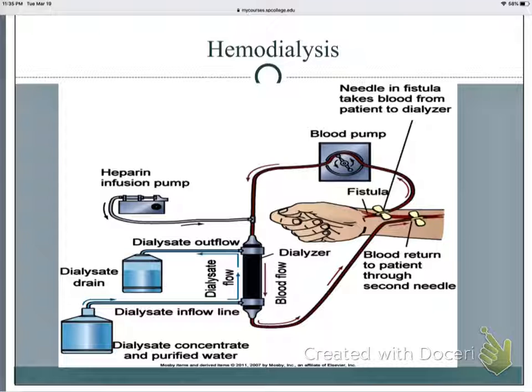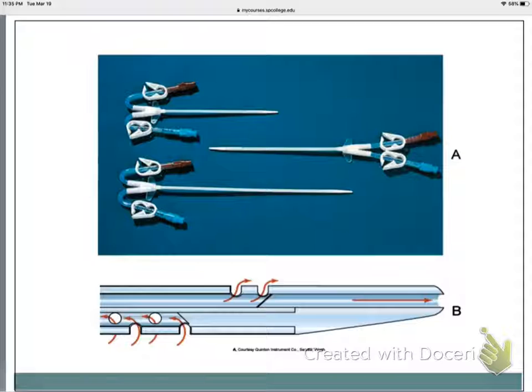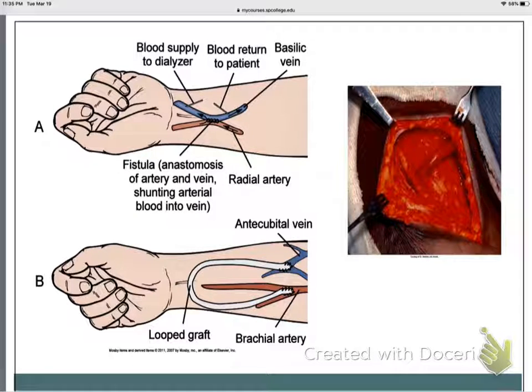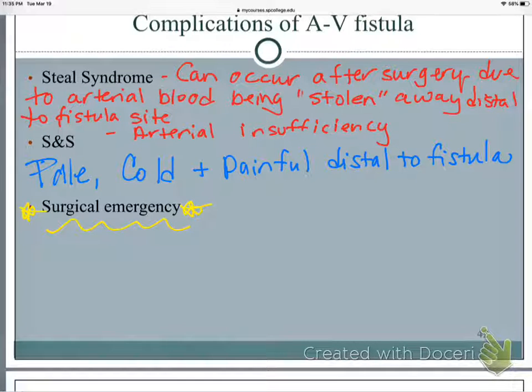So your dialyzer is a big hollow cartridge, and in the middle of it are all these little fibers, and that's your semi-permeable membrane. It pumps the blood through these fibers, cleans the blood, and then brings it back full circle. Okay. It's just a picture of one of your catheters, and your grafts.